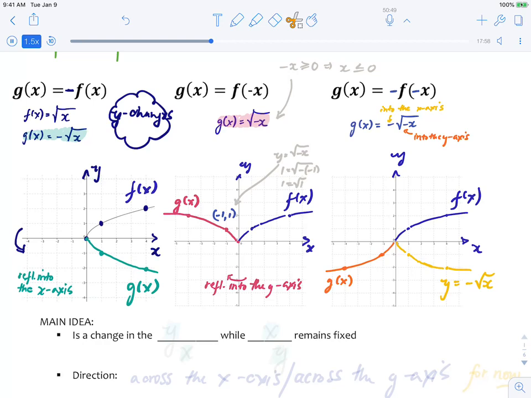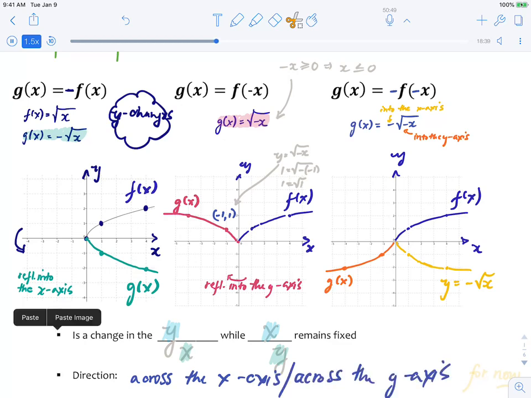Okay, so all that this is, it's a change in, let's say, y while the x remains fixed, or a change in x while the y remains fixed. So graphically, this is the easiest way to remember it: y to x and x to y. Okay? So direction, it usually takes place across the x-axis or across the y-axis.